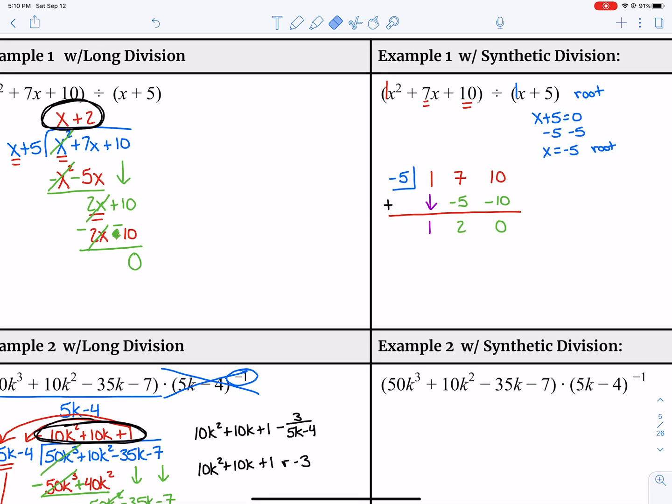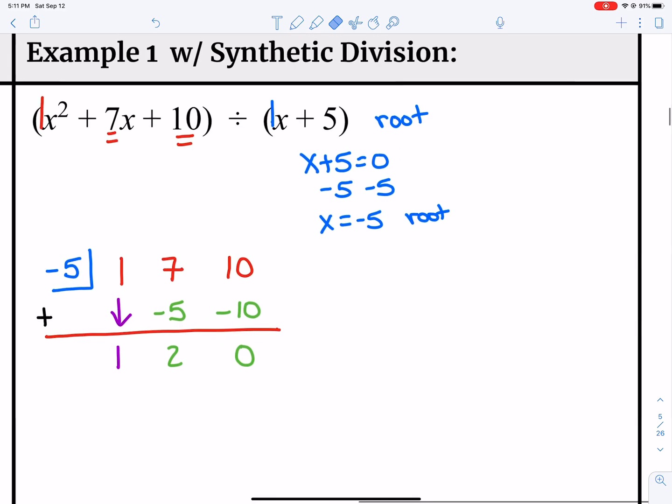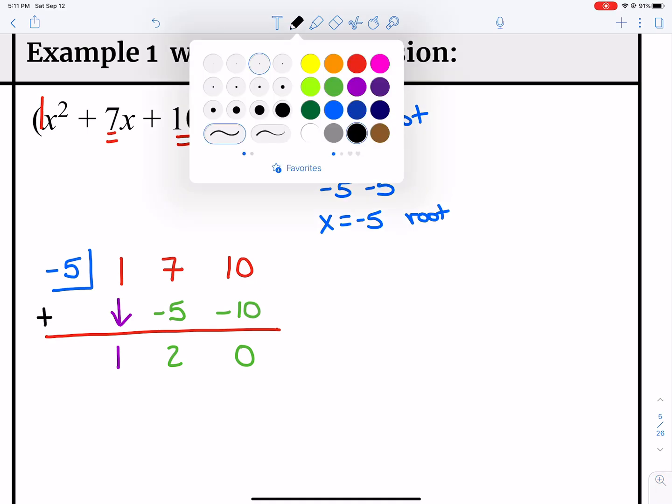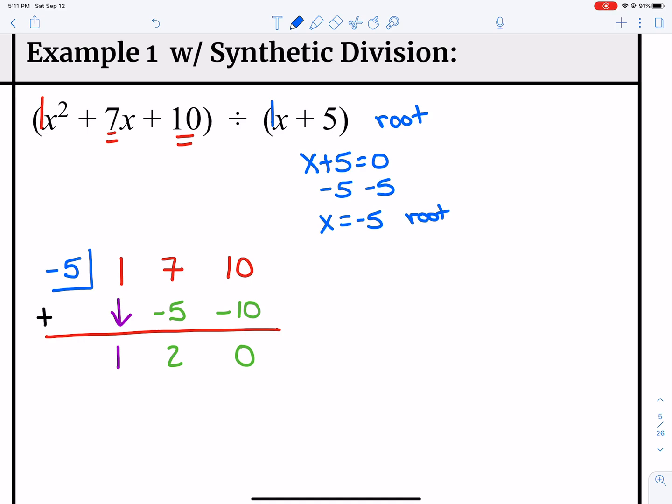So now you have 1, 2, and 0. And our quotient for number 1 using long division was x plus 2. So what happens is in synthetic division, you're using your coefficients to generate the coefficients of your solution, your quotient. So what you want to do is take the coefficients of your quotient and put back in the variables.